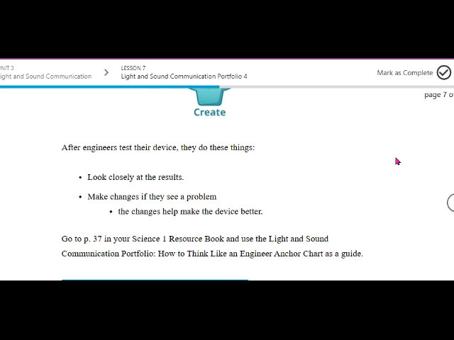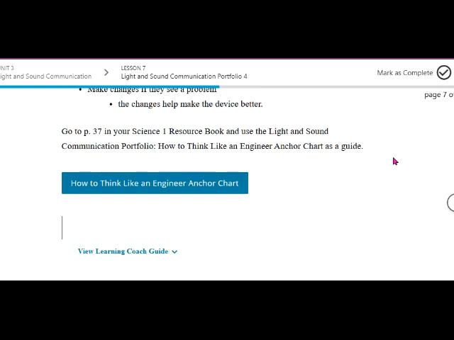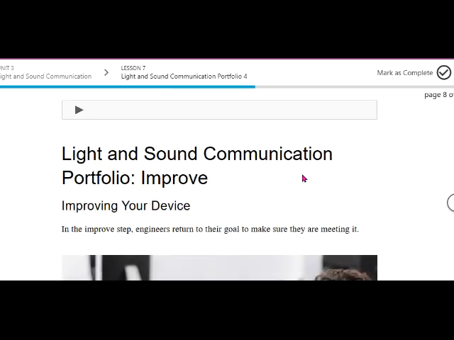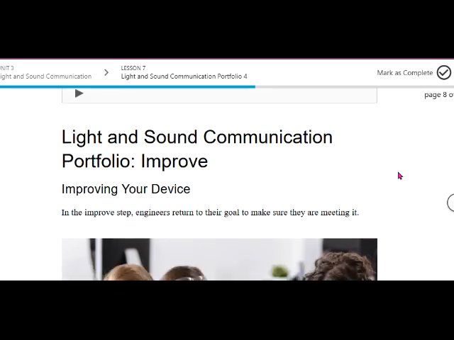After engineers test their device, they do these things. Look closely at the results. Make changes if they see a problem. The changes should help make the device better. So you want to make changes that improve it. And if you make a change and it does not improve it, you just want to change it again.